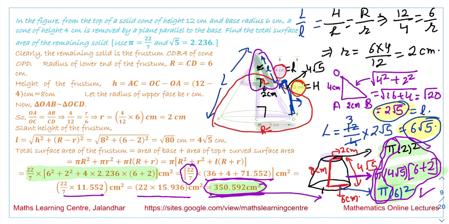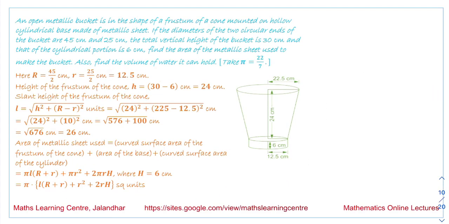350.592 centimeter square. Now the next question we have is, an open metallic bucket is in the shape of a frustum of a cone mounted on a hollow cylindrical base made of metallic sheet. This is the base we are talking about. This is a hollow cylinder, and it is made up of metallic sheet.